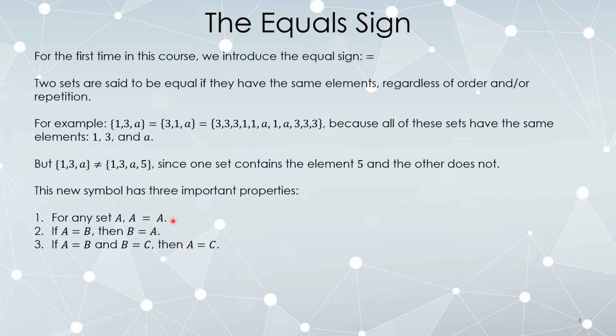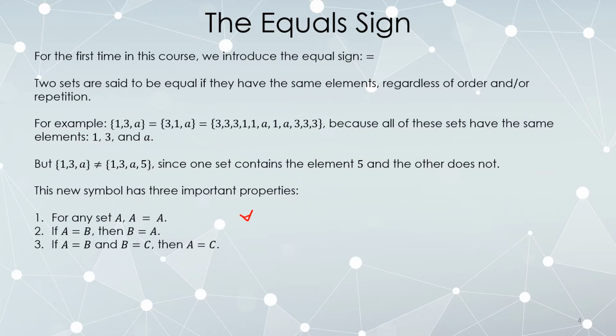Note we're actually making true or false statements here, and what we're claiming is for any set A, this statement is true. For any sets A and B, if this statement is true, then this statement is true. And for any sets A, B, and C, if both of these statements are true, then this one is. So really, we could have written this as a quantified statement where our domain of discourse is sets.